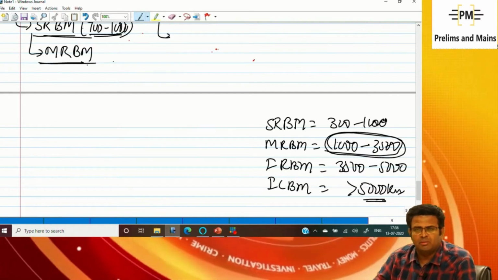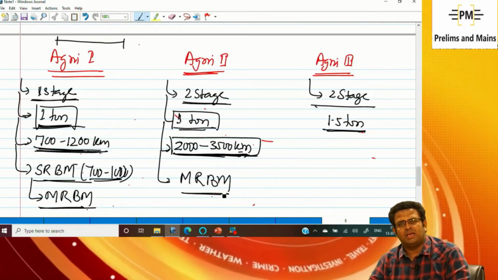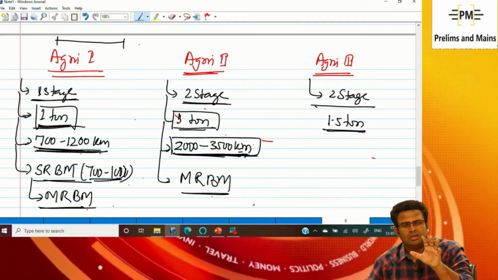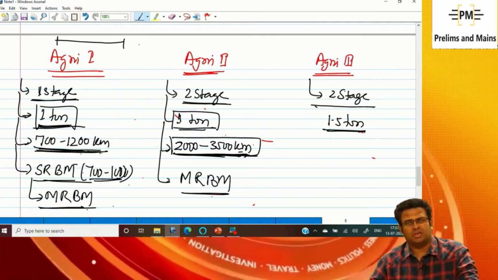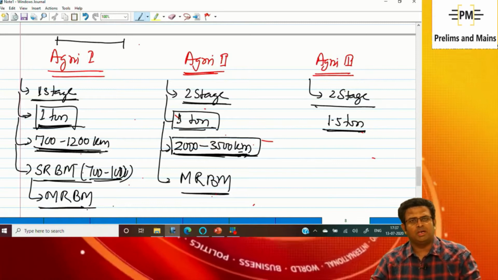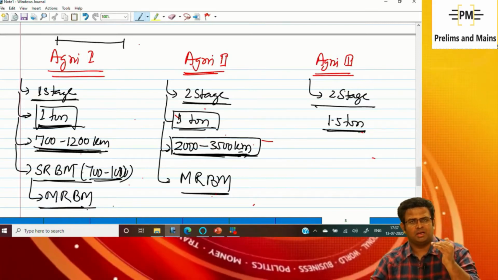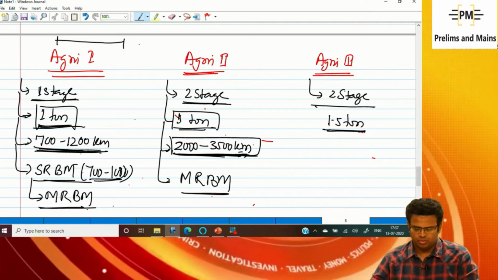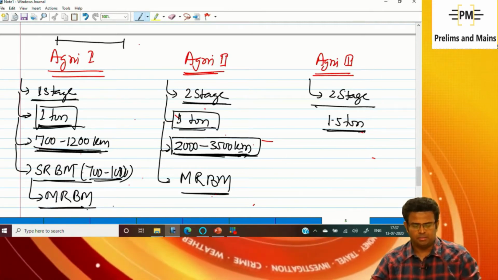So the books generally mention it is short range ballistic missile, but your logic should be clear, because in the examination they are not asking what is written in the book, they are asking what is your understanding. So if the range becomes 1100, and Agni 1 when it becomes 1200, it is acting as an MRBM. So therefore Agni 1 is also a little bit MRBM.